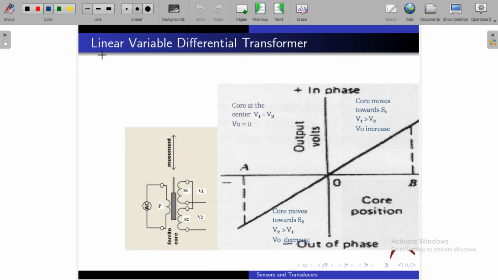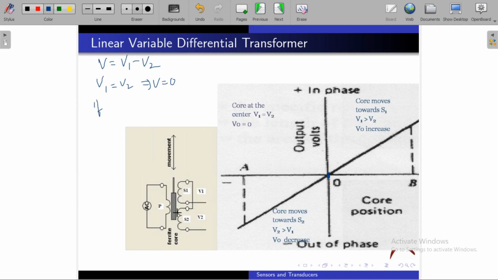Okay. Now, here V is equal to V1 minus V2. If the core is at center, V1 is equal to V2, then V is equal to 0. So at center, V1 is equal to V2, then V0 is equal to 0. Output on secondary side is 0.